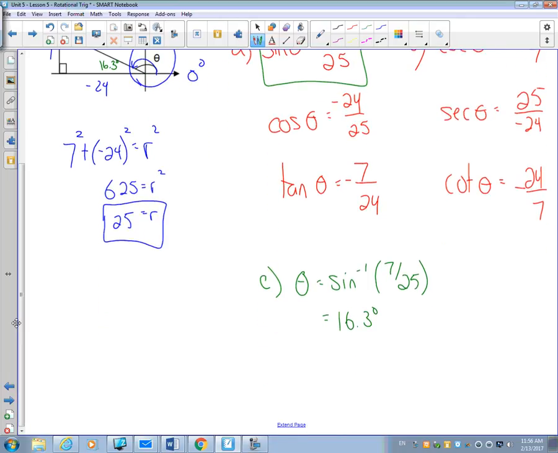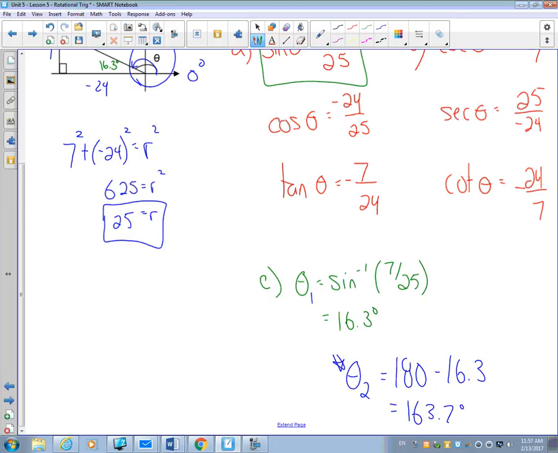Well, call theta 1 and theta 2. This is the one we actually want. We know straight lines make 180. So if I know the inside angle is 16.3, I can subtract it, and I should be able to get the outside angle. My answer should be 163.7.